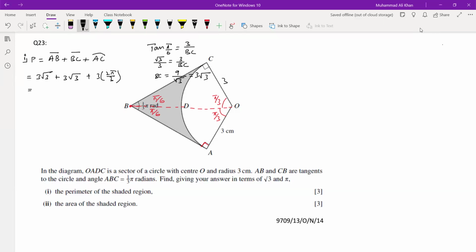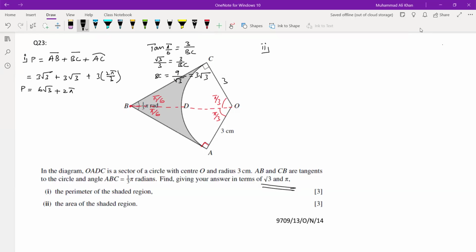So what is the final answer? 6 under root 3 plus 2 pi. This is the final answer of the perimeter. We have to write the answer in terms of under root 3 and pi, right? We don't have to write in decimal. It is given. Next one, the second.